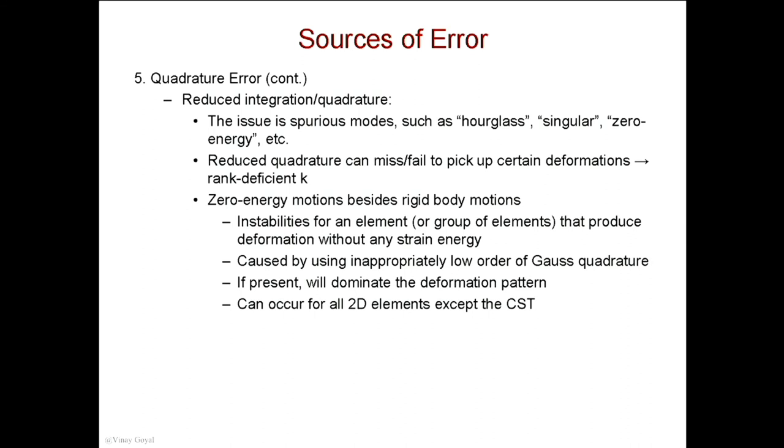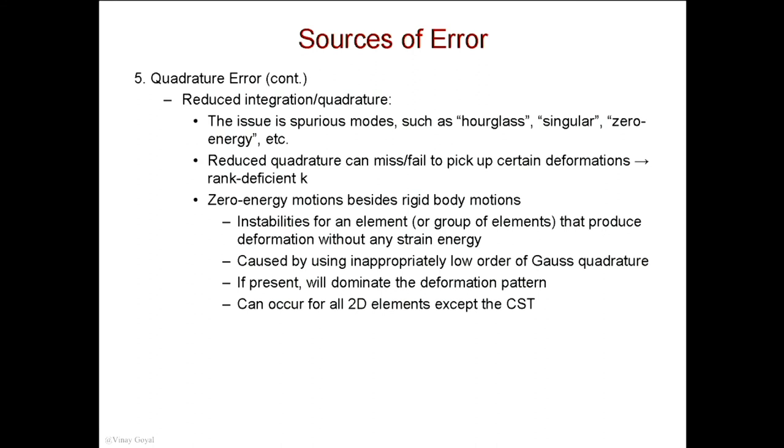You usually don't have this issue with constant strain triangles, because a constant strain triangle, by definition, gives you a constant stiffness matrix regardless. You don't have to evaluate that with Gaussian quadrature, right? We found this through homeworks and our experiences here.